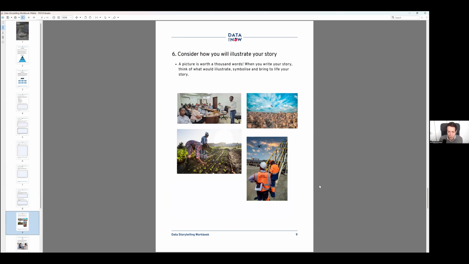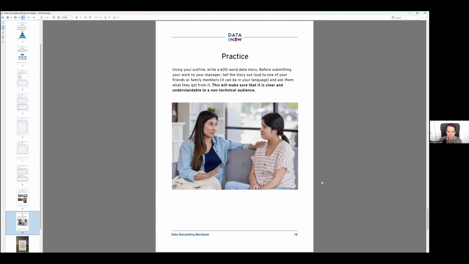And then finally, of course, don't forget the picture. Don't forget to find some pictures. Of course, you may have some great graphs and some nice infographics and visualizations. But if you're talking about something that is impacting people, impacting communities, what are some images or pictures that you can use to really show the personal side, the human side of the story?